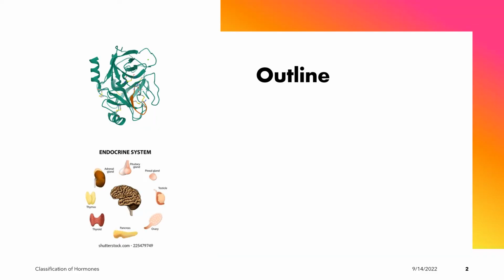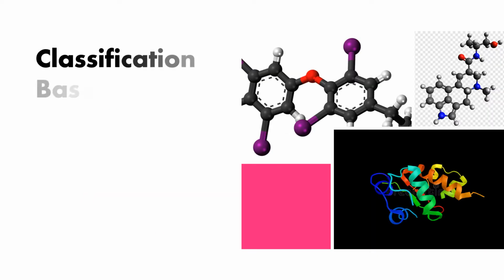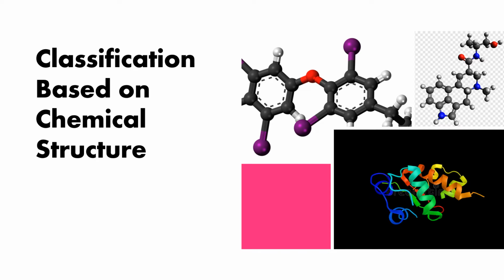For this lecture, we are going to identify the different classes of hormones based on their chemical nature. We are also going to enumerate the different examples of each of the classes of hormones. And lastly, we are also going to identify some salient features of the different classes of hormones. The slides to follow will discuss the different classes of hormones based on their chemical structure.